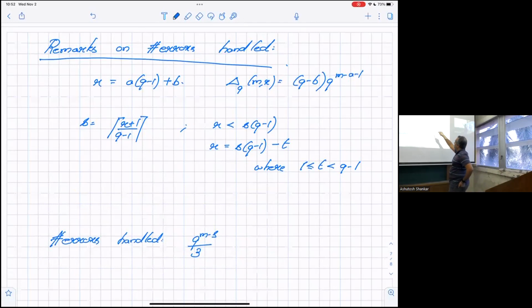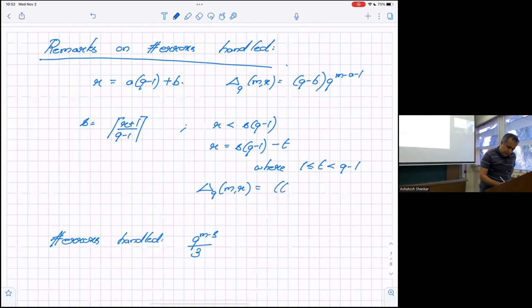So this is not exactly the decomposition I wanted. There I wanted to write as a(q minus 1) plus b. Here I have written it as s(q minus 1) minus t. If you look at this a little carefully, you can show that the distance in this case, delta_q(m, r), will actually be (t plus 1) times q to the power m minus s. You take this expression, convert it to that expression, and this will be the result. So notice that's the distance. What we're handling is q to the power m minus s by 3 over here.